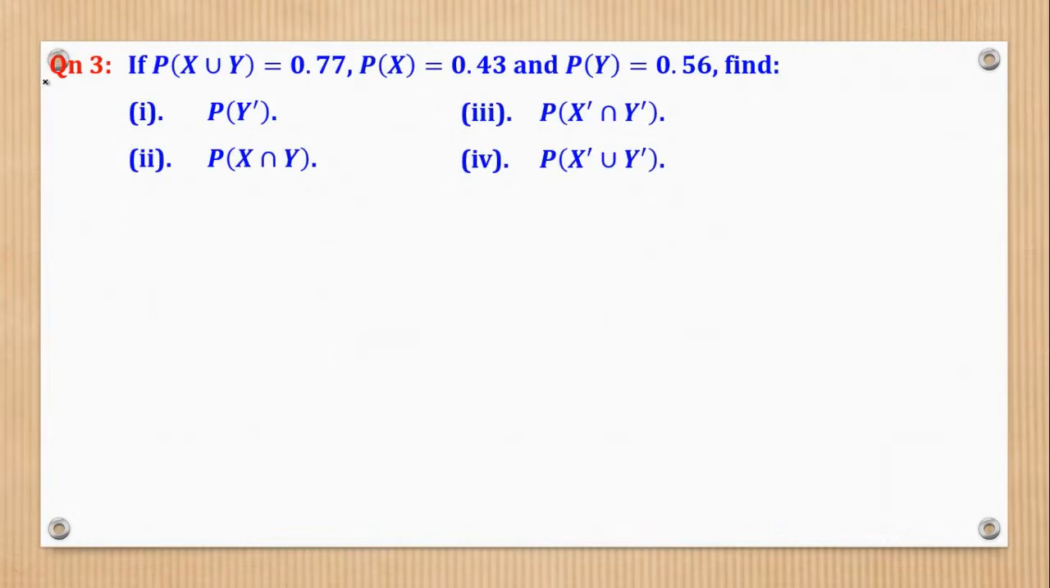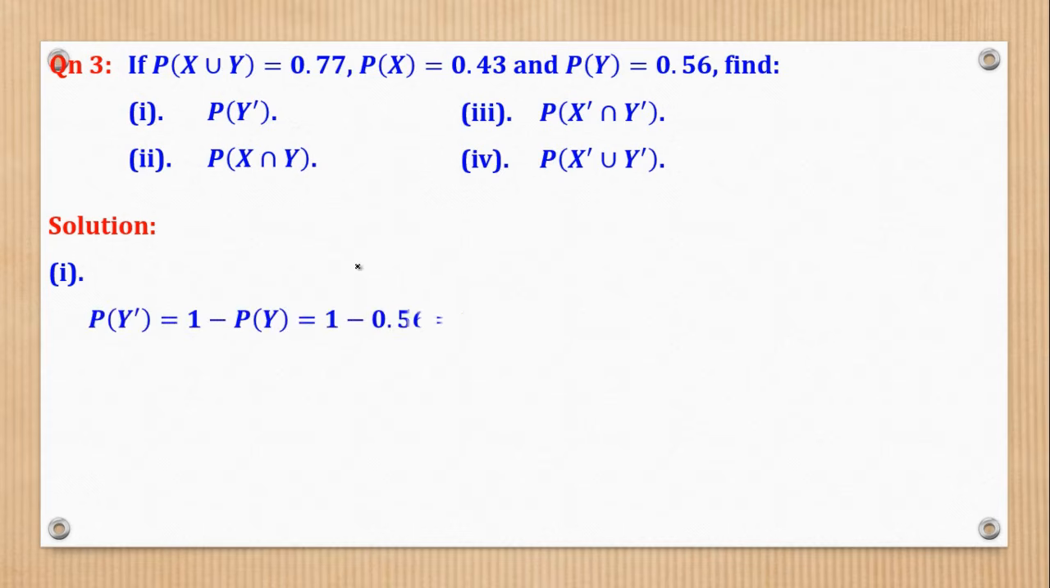That was question 2. Now we shall go to question 3. Question 3 says if probability of X union Y is equal to 0.77, probability of X is 0.43, probability of Y is 0.56. Find this, and that. So it's the same procedure, so you can either choose to pause the video and first work it out, then you can check your progress.